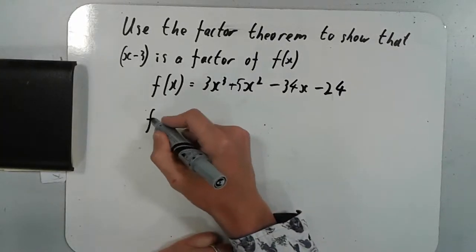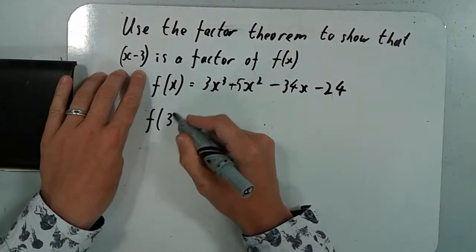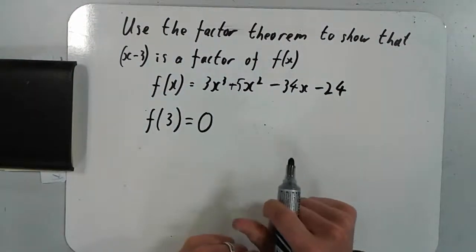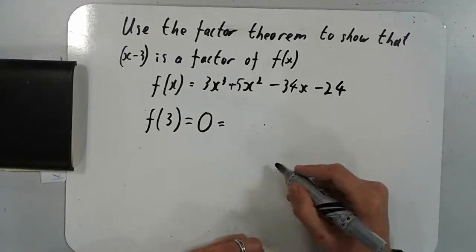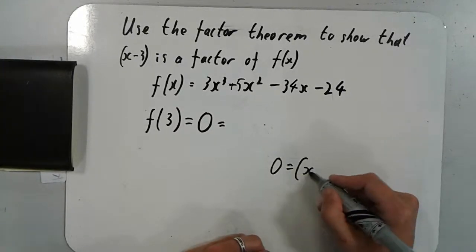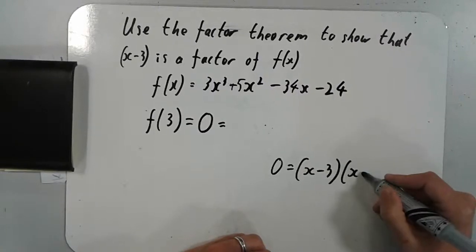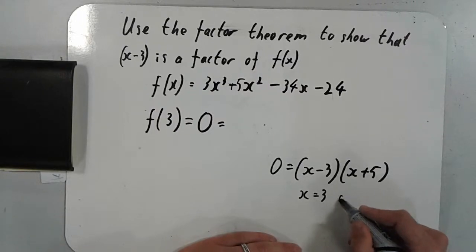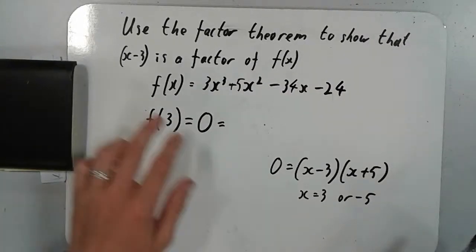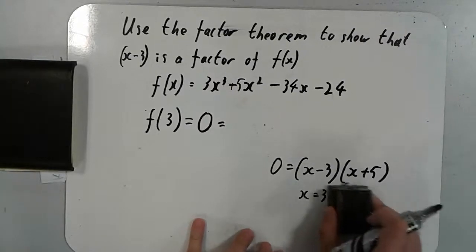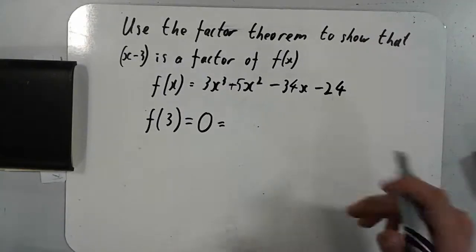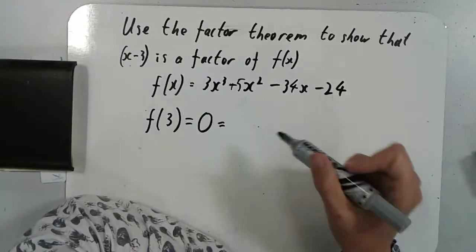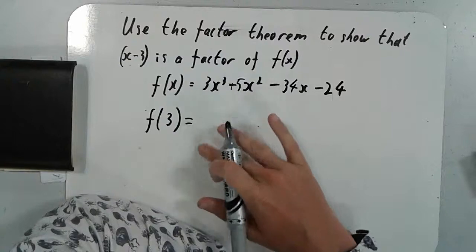It's telling us that if x minus 3 is a factor, then when we do f of 3, it must equal 0. Okay, think back to your quadratics. You knew that if you were solving 0 equals x minus 3, some other factor, the solutions would be x equals 3 or minus 5. Nothing new there. You were already using the factor theorem. We just never called it the factor theorem before. Okay, so we're going to shove in x is 3 to this and show that it does equal 0.